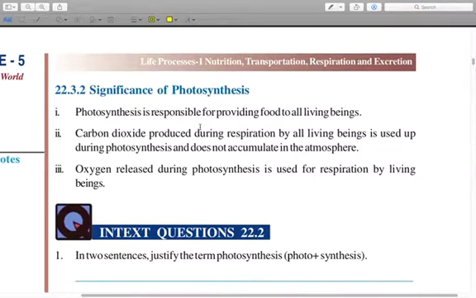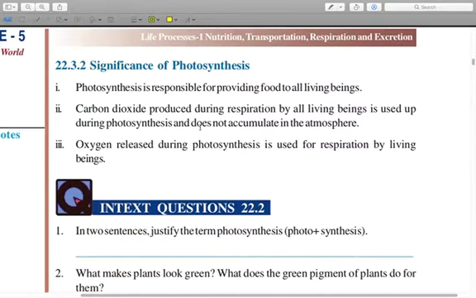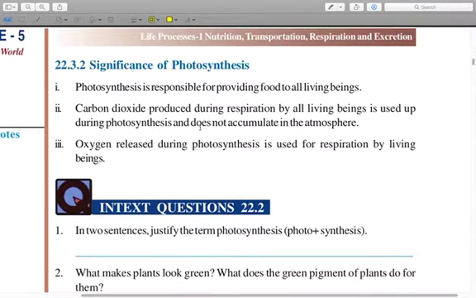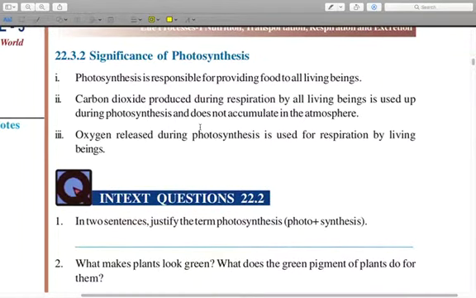So there are three significances of photosynthesis. First, it is responsible for providing food to all living beings, because I told you plants are the producers. So photosynthesis is responsible for providing food to all living beings. I already explained this.